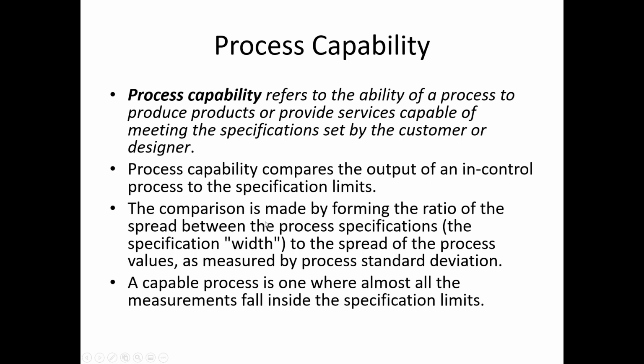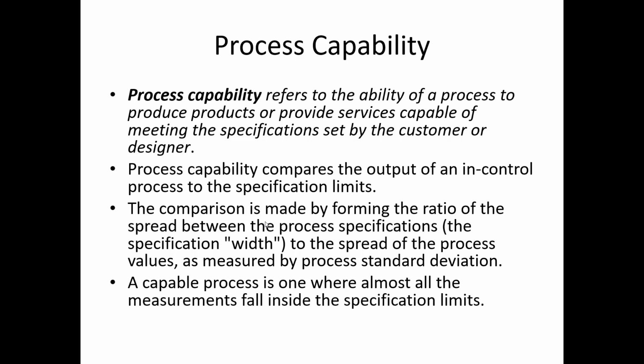So now we will check that process capability compares the output of an in control process to the specification limit. The comparison is made by forming the ratio of the spread between the process specifications to the spread of the process, which is measured by the process standard deviation. So once again, the standard deviation plays a very important role. If the value of standard deviation is very high, then the spread will also be very high. If the standard deviation is low, the process may meet the process capability.